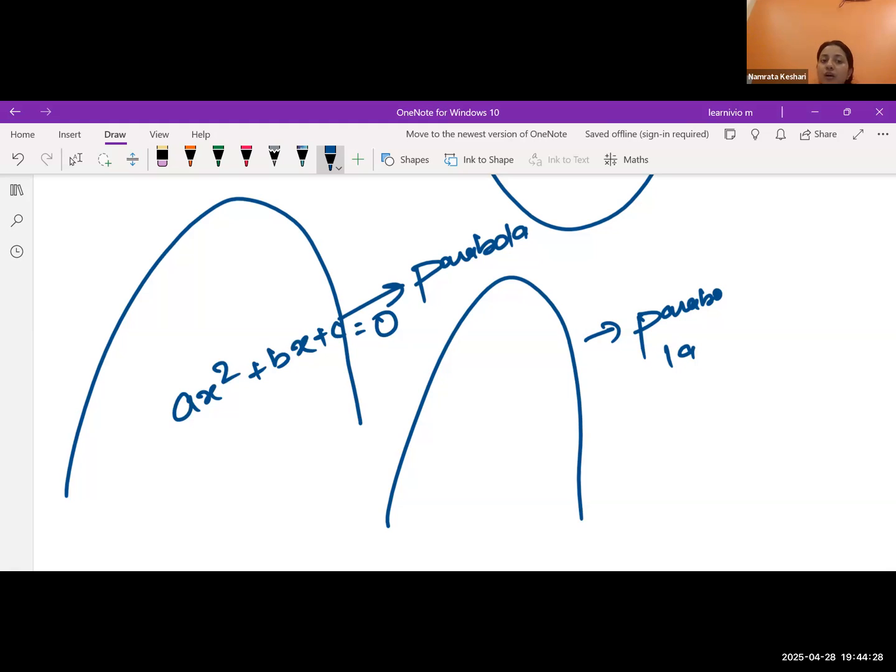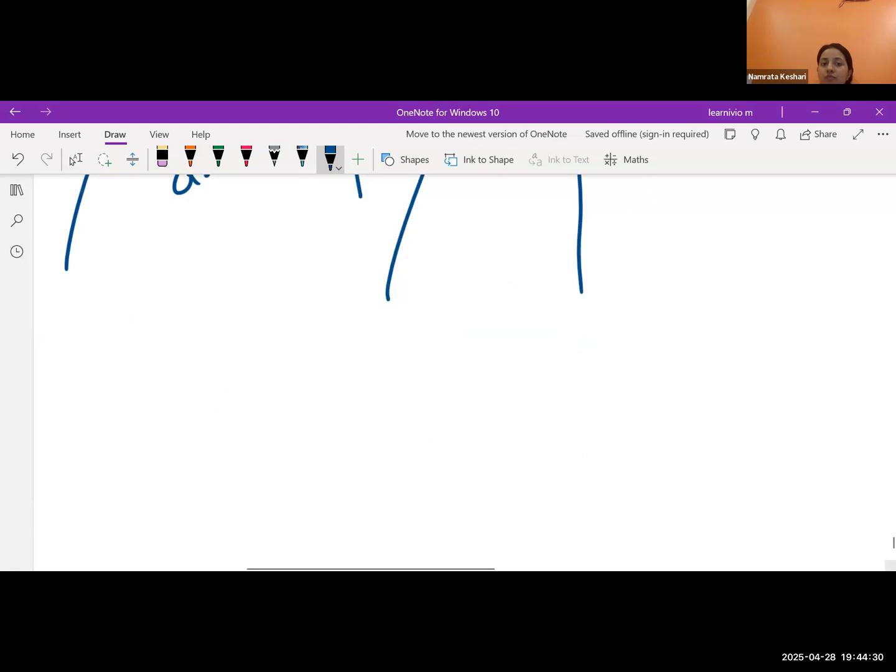Now when I write 2x square plus 3x plus 8 equals 0, and if I ask you, Enaan, what is the coefficient of x square here, will you be able to tell me? 2. Coefficient of x, 3, and the constant is 8.